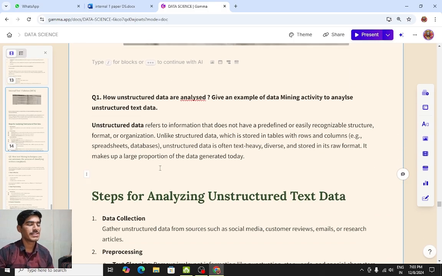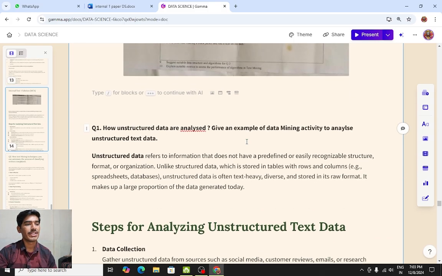So the first question is, how is unstructured data analyzed? Give an example of the data mining activities to analyze unstructured data.